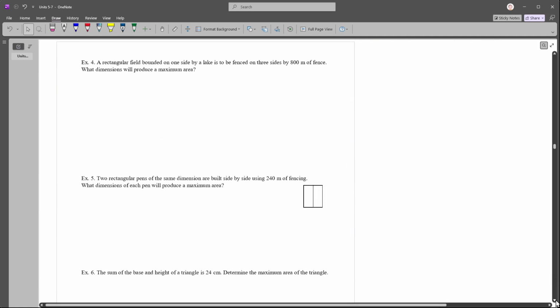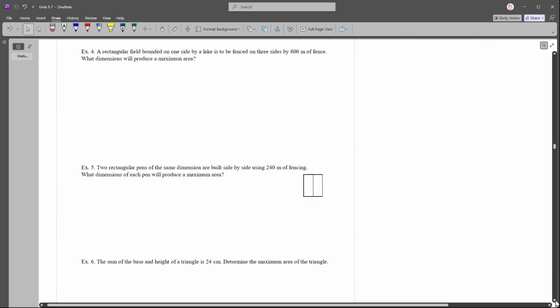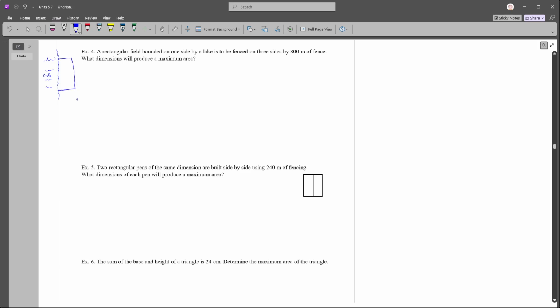So in this example, we got a slightly different layout. A rectangular field bounded on one side by a lake. So that means one edge of the field is right up to the lake. So let's pretend that this line here is our lake, okay? We got water going here. Maybe a fish. It's my beautiful fish, okay? Now there's our lake. Now this is a rectangular field. So we know that it's going to come down like this. There's our rectangular field, okay?